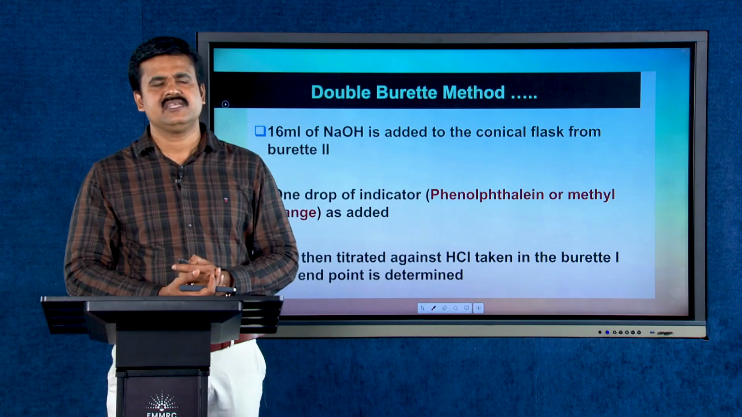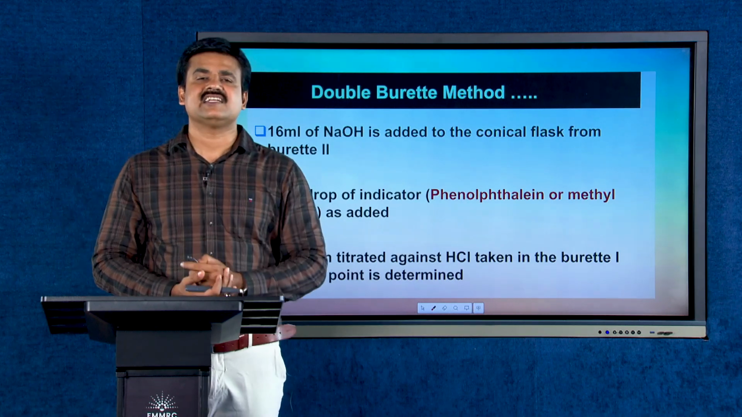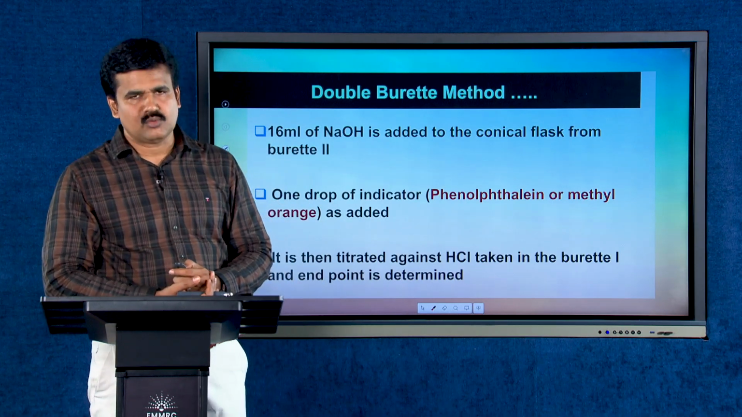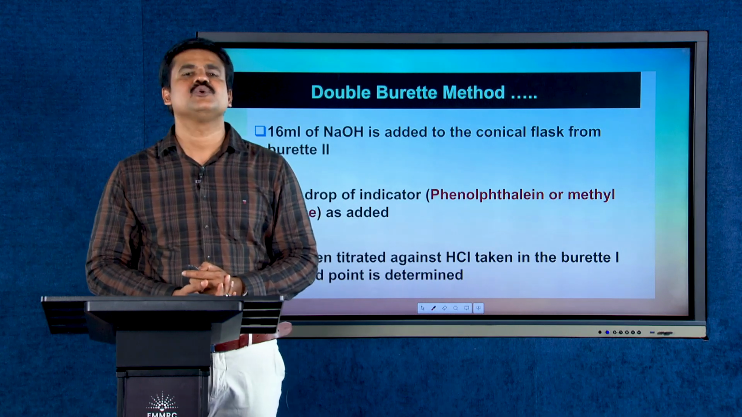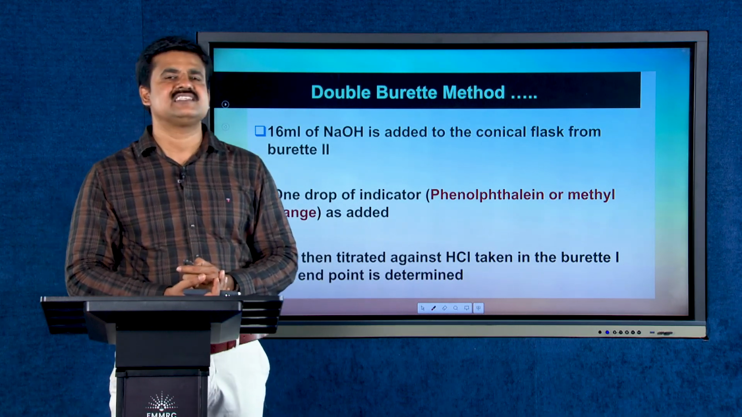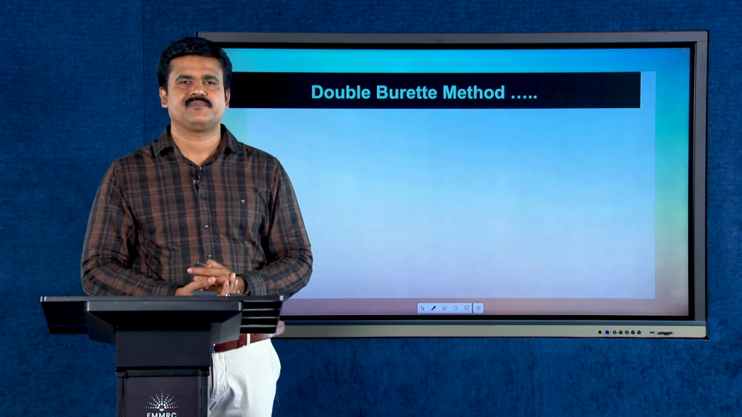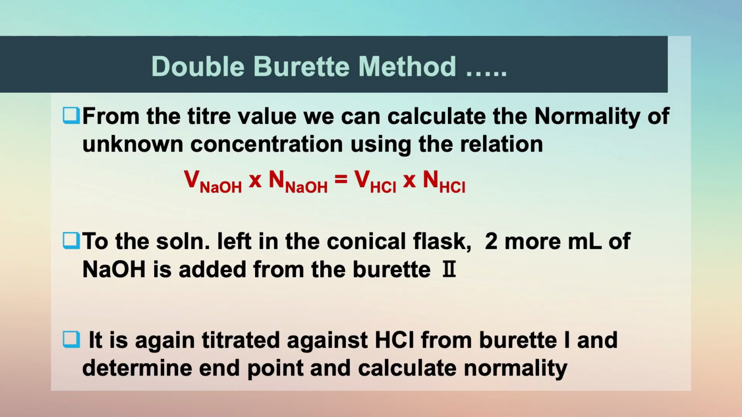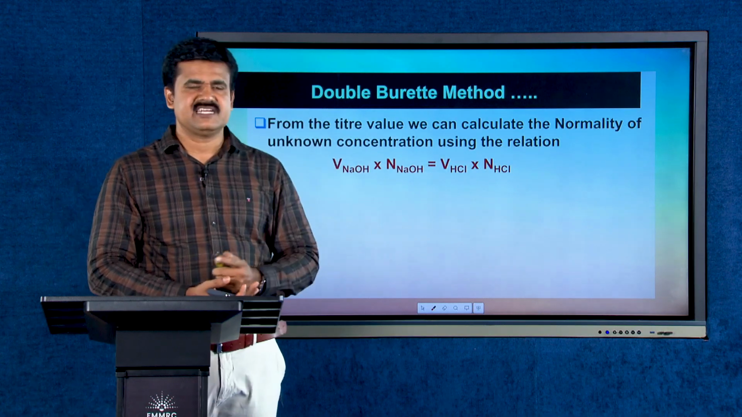It is added in 1 drop. It is then titrated with HCl, which is taken in burette 1, and the end point is determined. So, you get an end point corresponding to 16 ml of NaOH. Now, from this titer value, you can calculate the normality of the unknown concentration using the relation V_NaOH × N_NaOH = V_HCl × N_HCl. This is theoretically equal to the important volumetric relation V1N1 = V2N2, modified for the present titration.